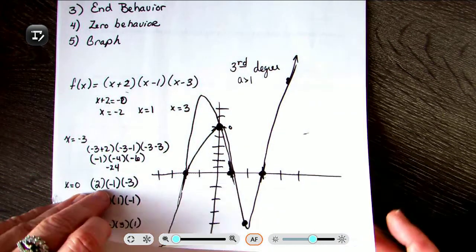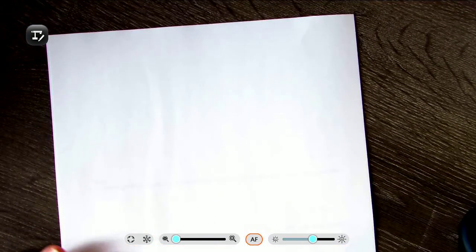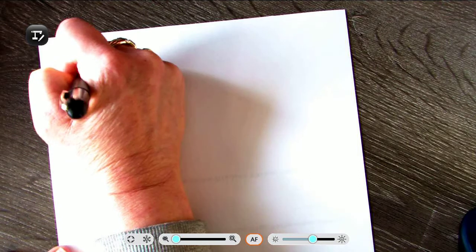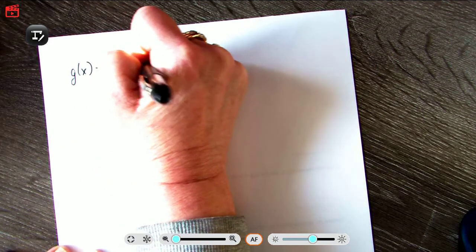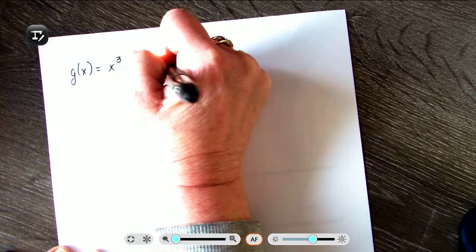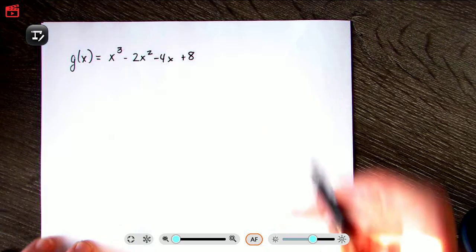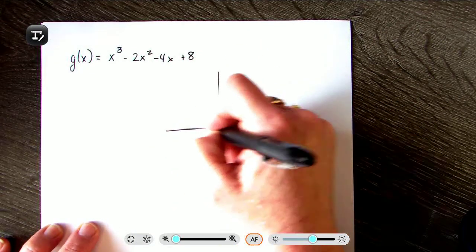graphs. Okay, let's do one more so that this video doesn't get too large. And let's do this one. And I'll call this G. And let's do x cubed minus 2x squared minus 4x plus 8. Okay, and the first thing we're going to need are those zeros.